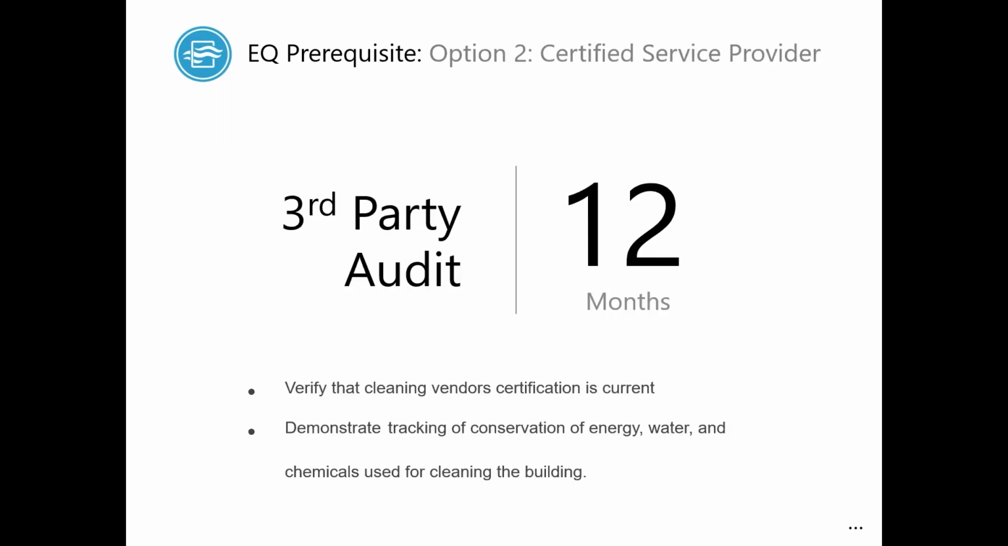The last thing you need for this prerequisite is a third-party audit every 12 months. So make sure that the cleaning vendor certification is current. If you have that third-party vendor, make sure that you're tracking the chemicals and water used to clean the building. So for this prerequisite, just good to remember, it's another policy that we want in place to make sure that the building is running efficiently.